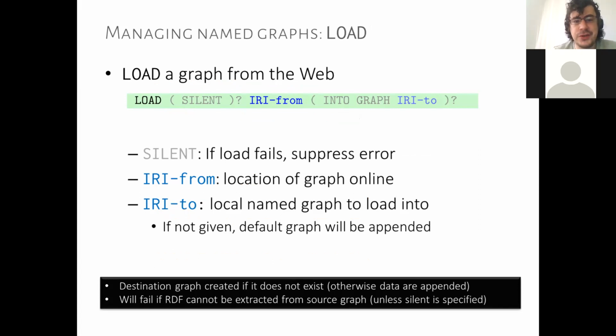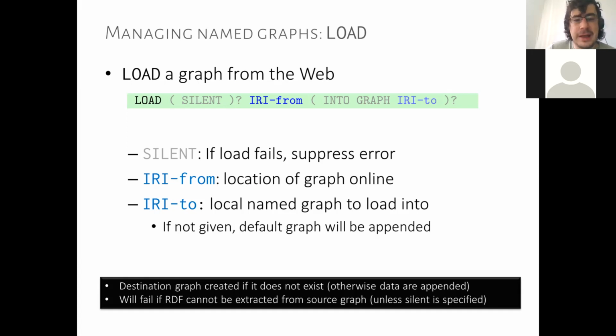If we wish to create a new graph, we don't have to create it from scratch. One useful feature is LOAD. So we can load a graph from the web. And this is a nice webby feature where if we wanted to do queries about something in Wikidata, we can just load the graph about, for example, Santiago directly into our database with one command, which would be LOAD. There's this SILENT keyword, which is optional. Without it, LOAD will throw an error if the load fails. But if we put SILENT, it will just not do anything in the case of an error.